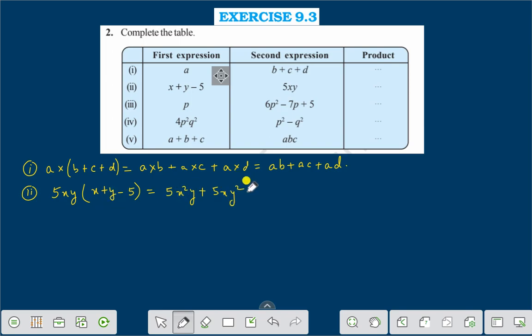Plus into minus is minus. 5 into 5 is 25 xy, and that is the answer. That is 5 x square y plus 5 xy square minus 25 xy.